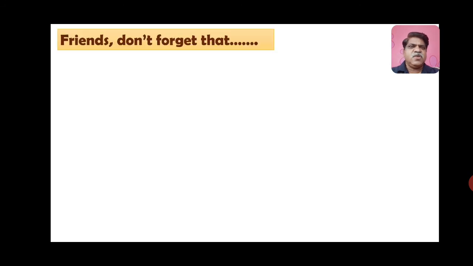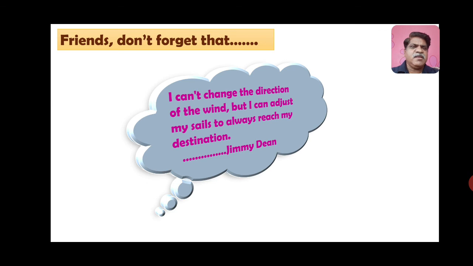Try this one. You should not forget the famous words by Jimmy Dean. I can't change the direction of the wind, but I can adjust my sails to always reach my destination. So, you keep on trying to reach the destination.